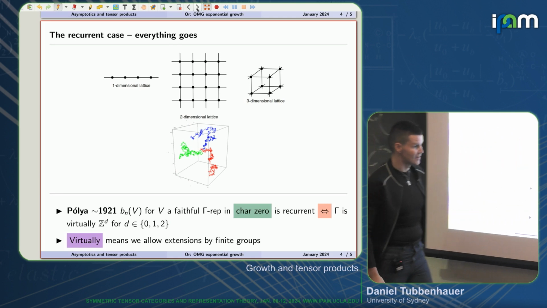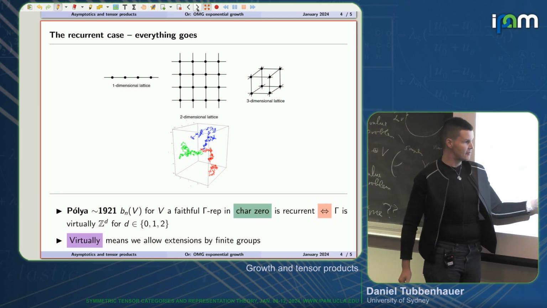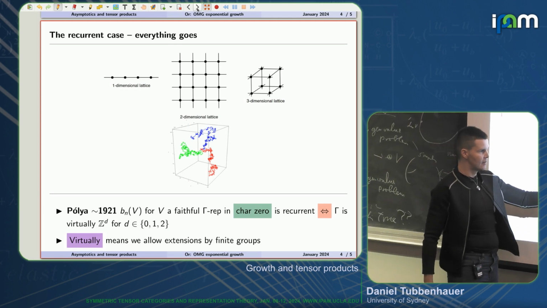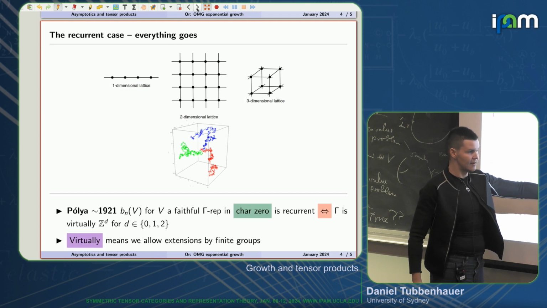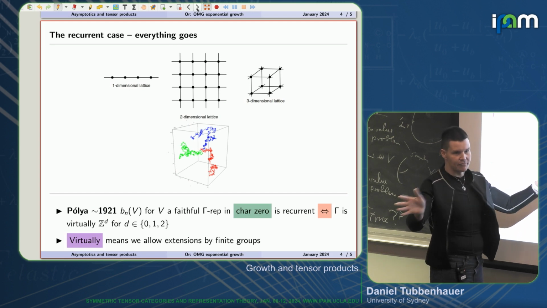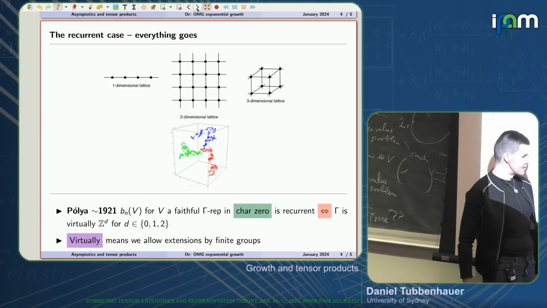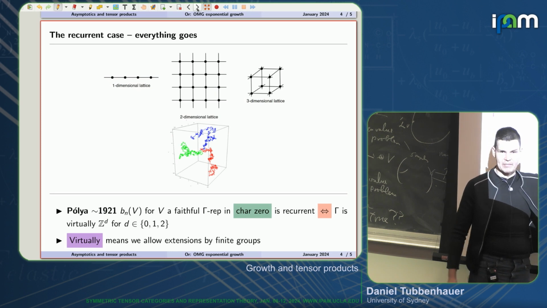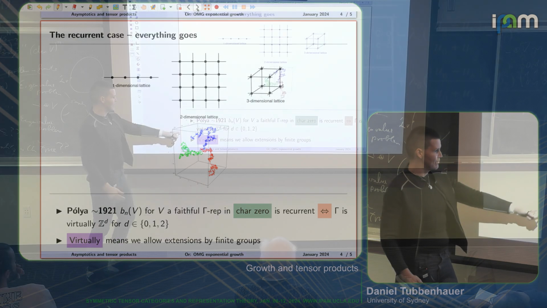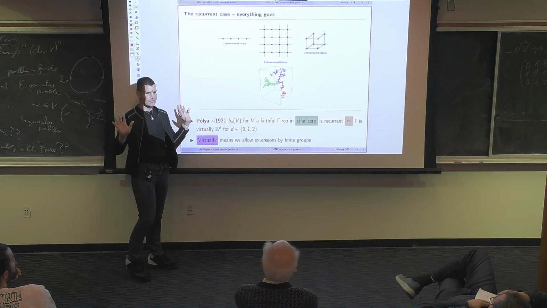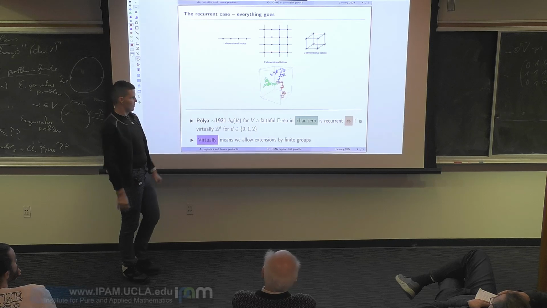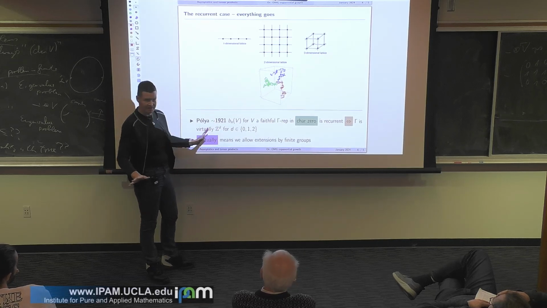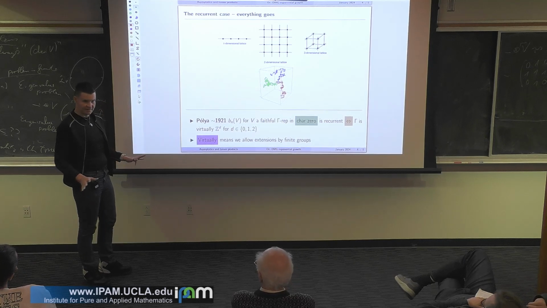And you could pull that for representations, and you get this statement that the problem is recurrent for a representation, in characteristic 0 (in characteristic p, I have really no idea what's going on), if and only if my group is virtually a torus of very low dimension. Virtually means you can always extend by a finite group. Finite groups do nothing. Excellent. So SL2 is not on this list. SL3 is not on this list. All finite groups, yes.